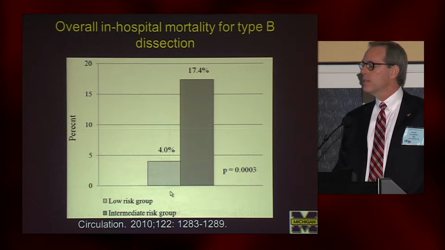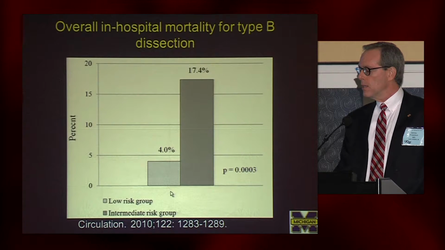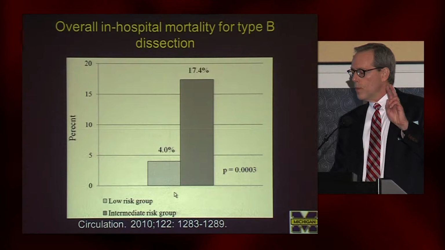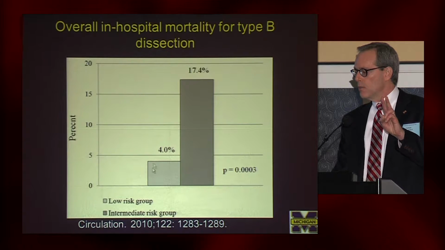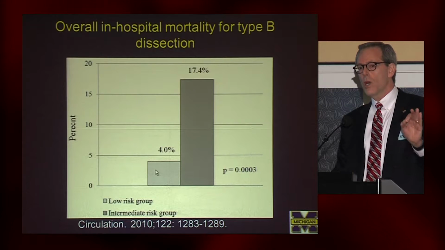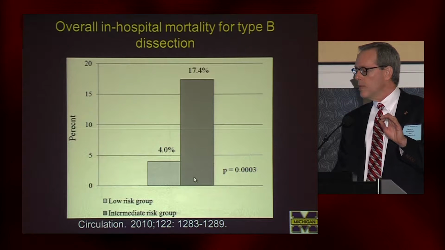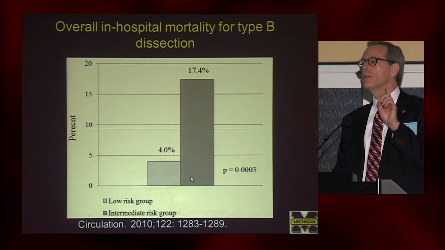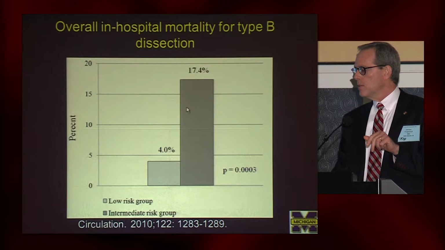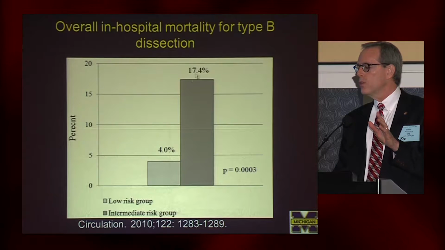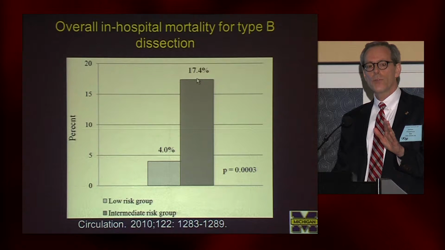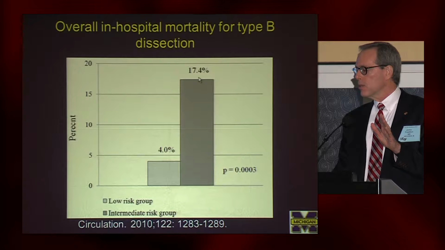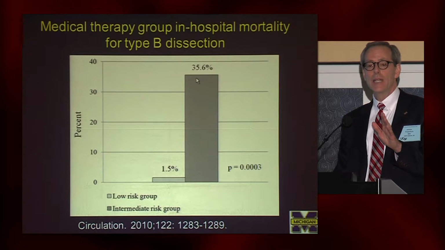This is Santi Tremarchi in Milan led this analysis. We compared only two groups for this analysis: those in low risk, no complications, and those at intermediate risk who had only refractory pain and/or refractory hypertension. And as you can see, just having one or both of those risk factors dramatically increased the in-hospital mortality, and if they were managed medically, tripled the in-hospital mortality.